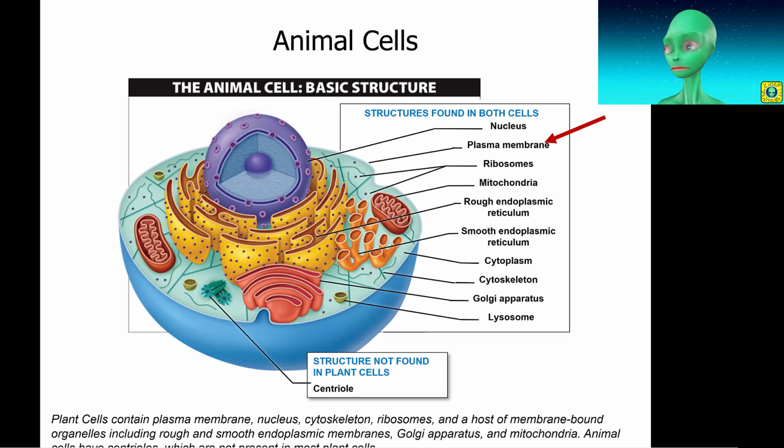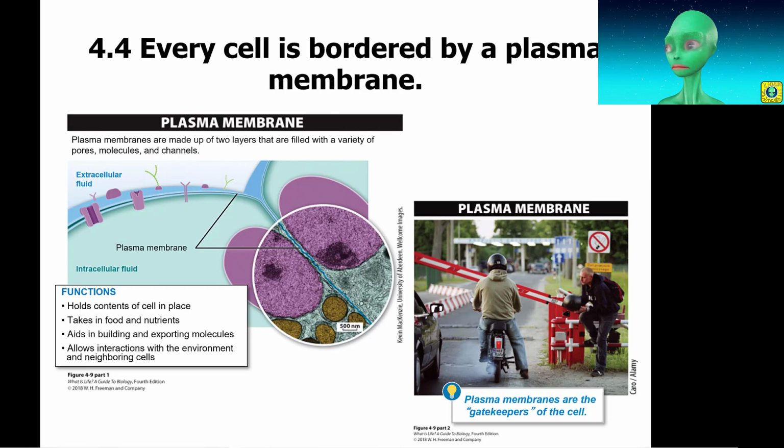Animal cells. We're going to look at various aspects of the animal cell, at least the human ones. We're going to look at plasma membranes to begin with. Plasma membranes, of course, are made up of two layers that hold a variety of pores, molecules, and channels. It's sort of the interface. If you think of it as an analogy, they are the doors and windows of people's houses, or aircraft, UFO doors and that sort of thing.